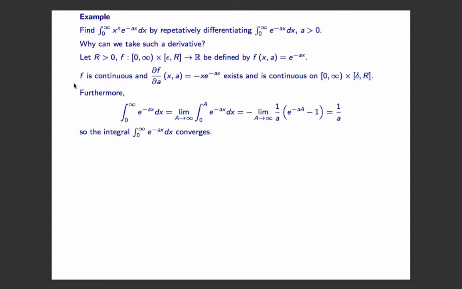Furthermore, the integral of f is 1 over a, so the integral exists, right? Because it's an infinite integral, we would say actually that the integral converges because, of course, anytime you have an infinity as an integral limit, then you're really taking a limit, so you're talking about convergence.